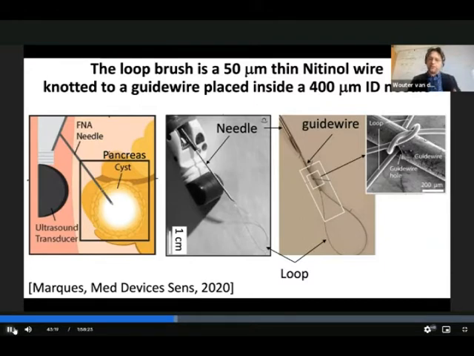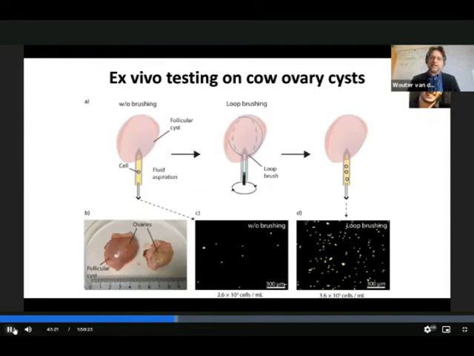And so you can operate it from inside the cyst. Here you can see how we test this in vivo. Using a cow ovary, we insert the needle. If we only aspirate without brushing, we find only very few cells. If we insert our brush and rotate and we aspirate, we find a lot of cells.